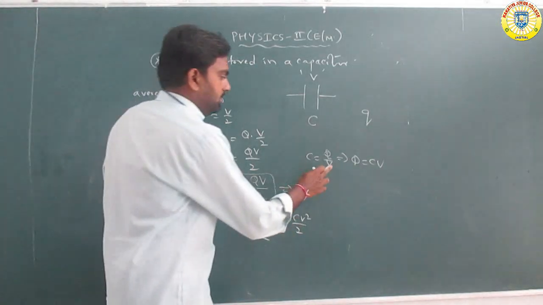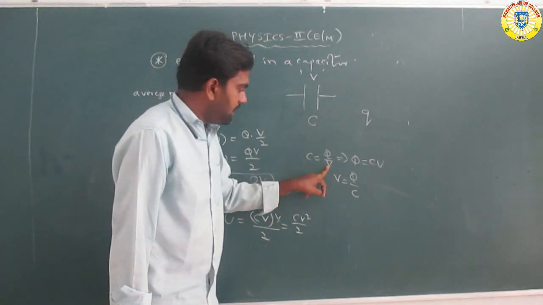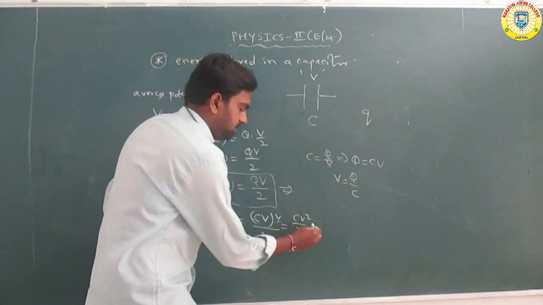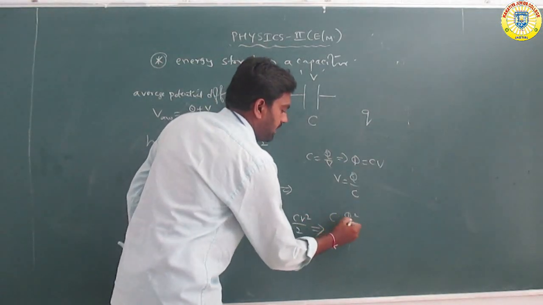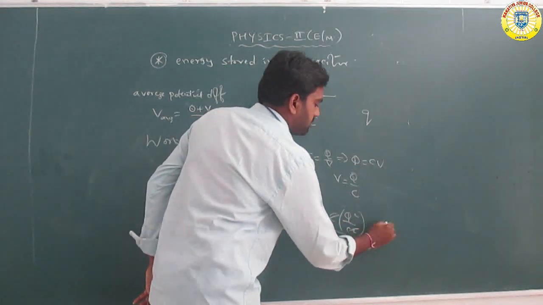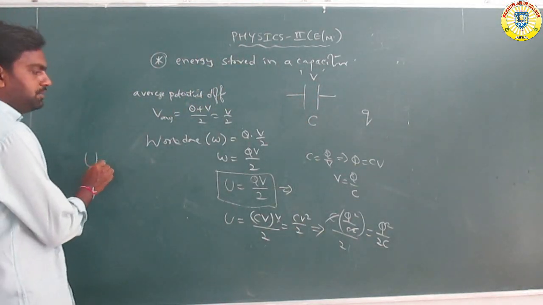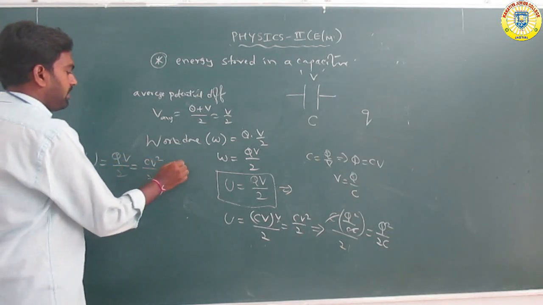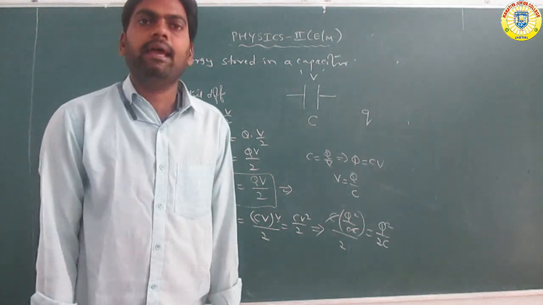Okay, got it. But V can also be written as Q by C. Substituting V is equal to Q by C in the equation, C into V square becomes Q square by C square, divided by 2. C is cancelled, so Q square by 2C. So these are the total energy stored: U is equal to QV by 2 is equal to CV square by 2 is equal to Q square by 2C. This is called the total energy stored in a capacitor.